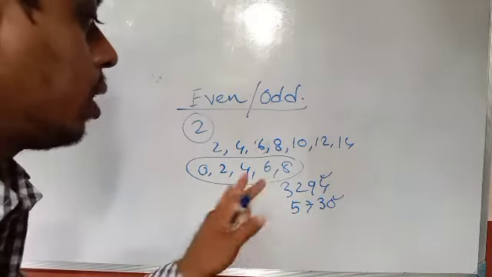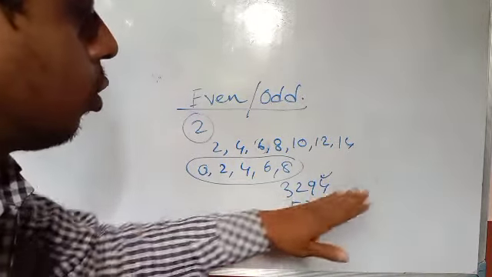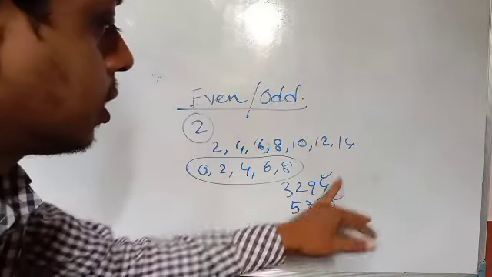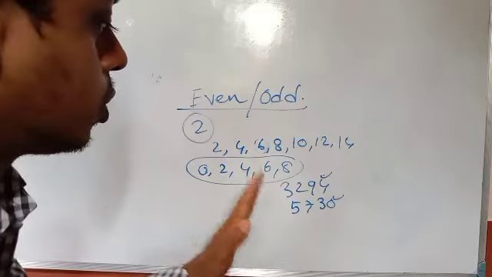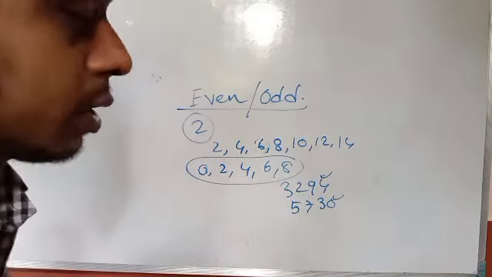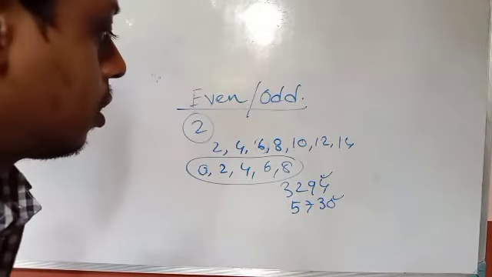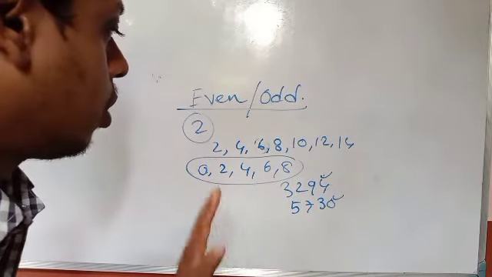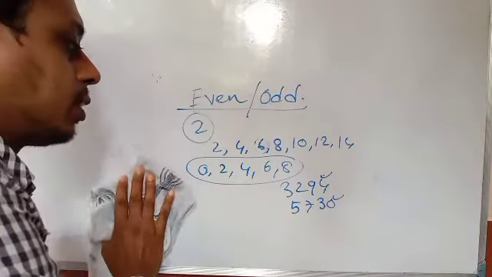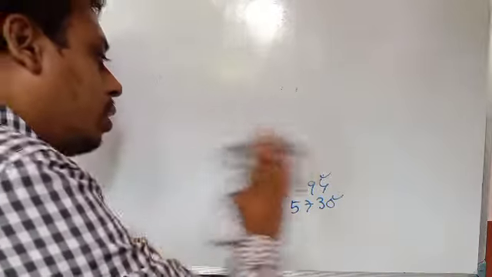So to find out the even number, what do you have to see? The unit place. The digit in the unit place you have to see: is there 0, 2, 4, 6 or 8? If any other digit is there, then that will not be an even number, it will be an odd number.